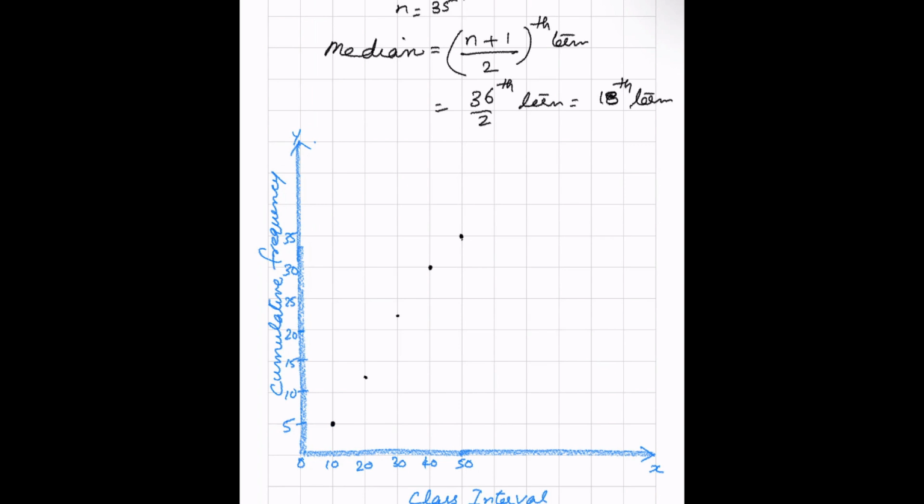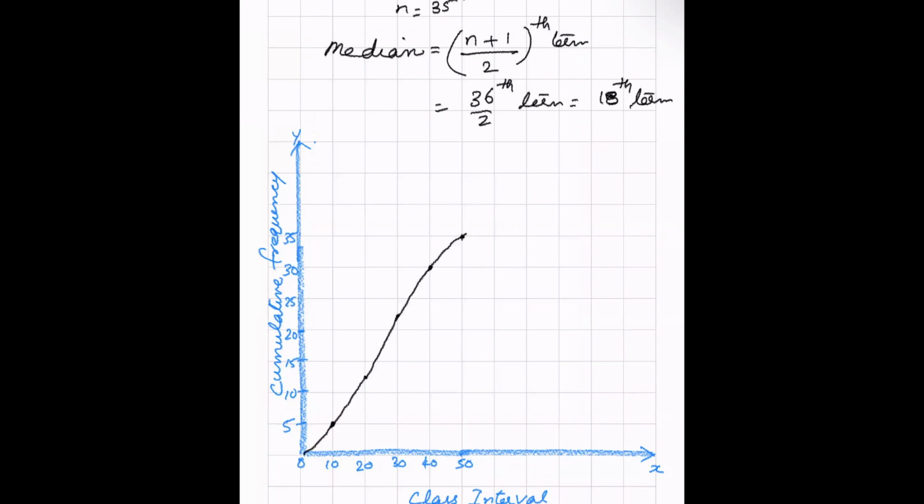Again, these ogives are always freehand drawings. You have to draw like this. You cannot connect it using a scale. Now, all the points you just connect. Remember, you have to start from 0. So start from 0 and just using freehand, keep connecting. Like this. The 18th term is what you need to figure out.